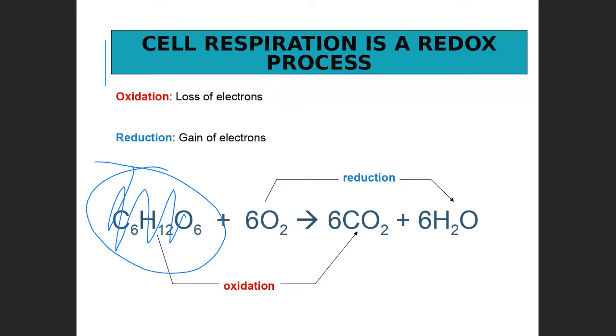And this acetyl coenzyme A, in this process, produces CO2. It produces 2 CO2s. And CO2, what is it? It's just one of the products.